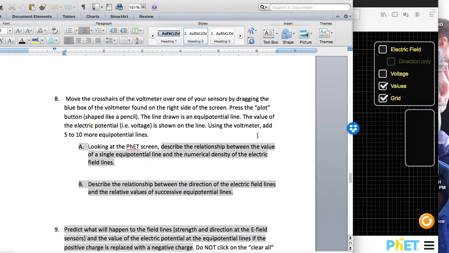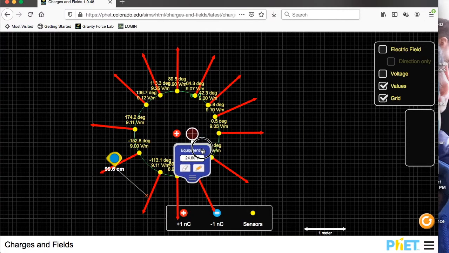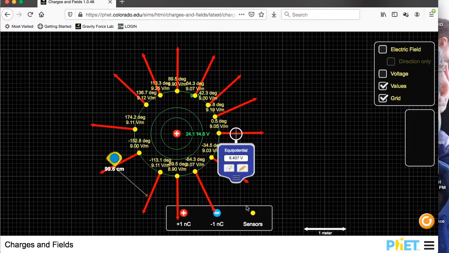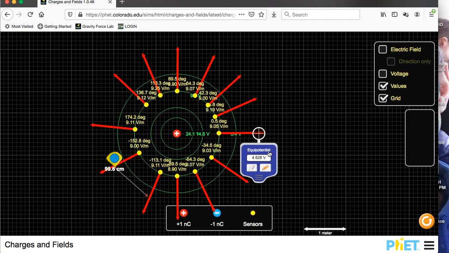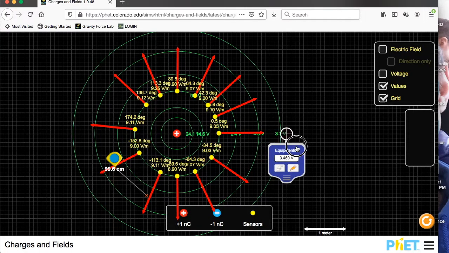It's saying using the voltmeter, add 5 to 10 more, just to see what they look like. I think you know what they're going to look like, but let's do it. There's one. There's one. Normally they're equally spaced so that they are the same difference in potential in between all the different equipotential lines. How many is that? 4? Add a couple more. Let's have one way out here.